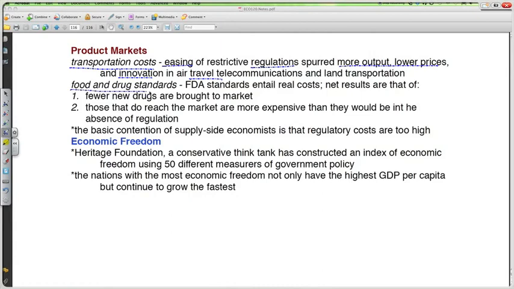Another example would be food and drug standards. So the FDA entails real costs. The more you increase cost, the smaller your supply. And we've seen fewer new drugs being brought out to market. And when they are finally making it to market, they are more expensive than they would be in absence of regulation, with the idea that they're just bearing the additional cost from the FDA.